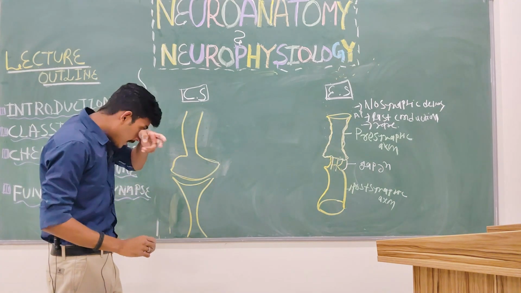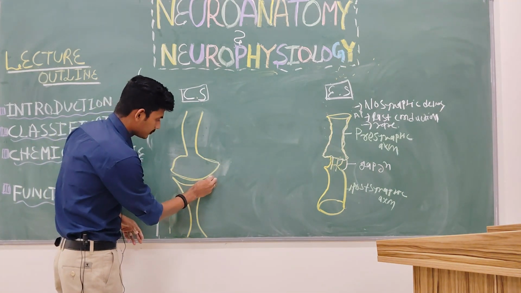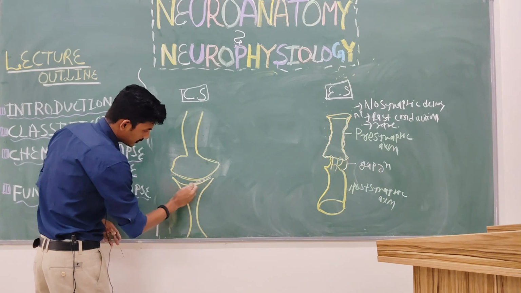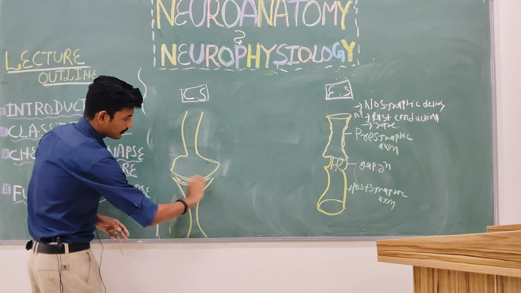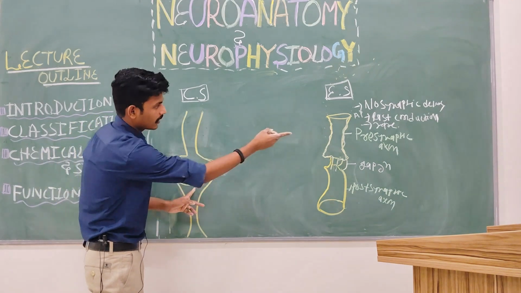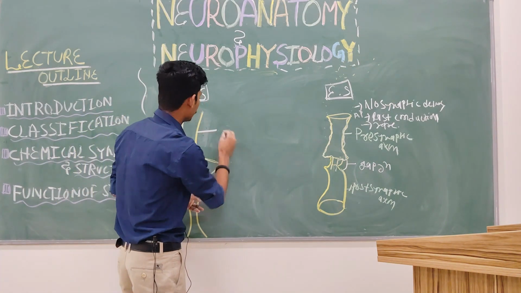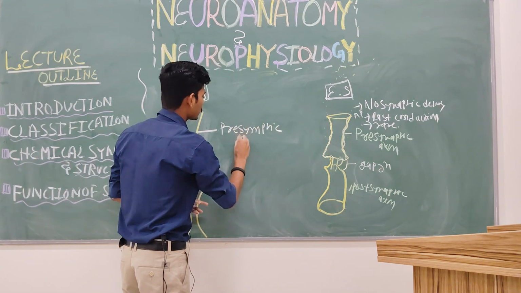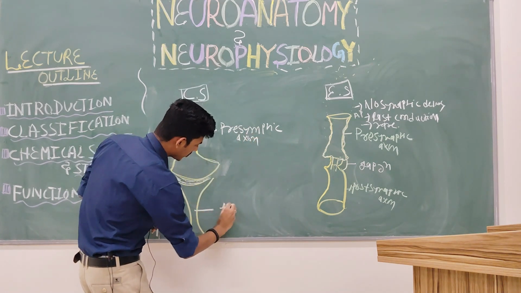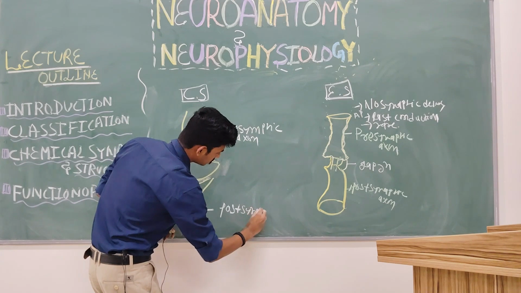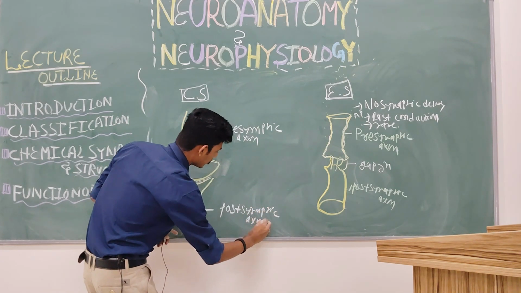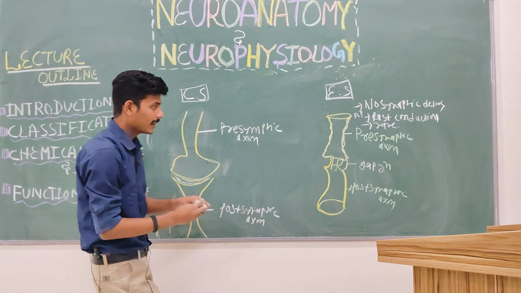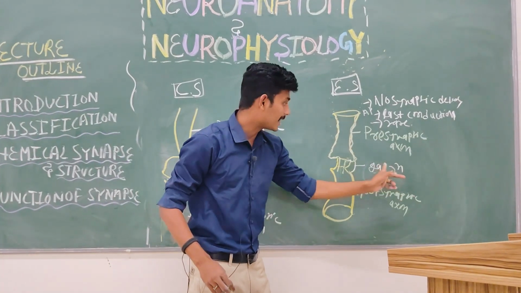Between these axons there is a gap. Okay, there is a gap, I will highlight it. I don't think I have to write it, but fine. This is the presynaptic axon, and this is the postsynaptic axon. Fine, understood. Now, just remember the term gap junction.